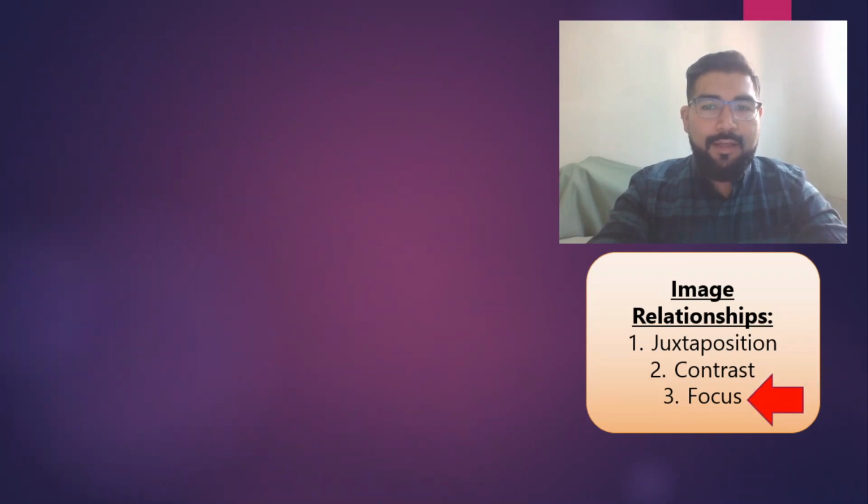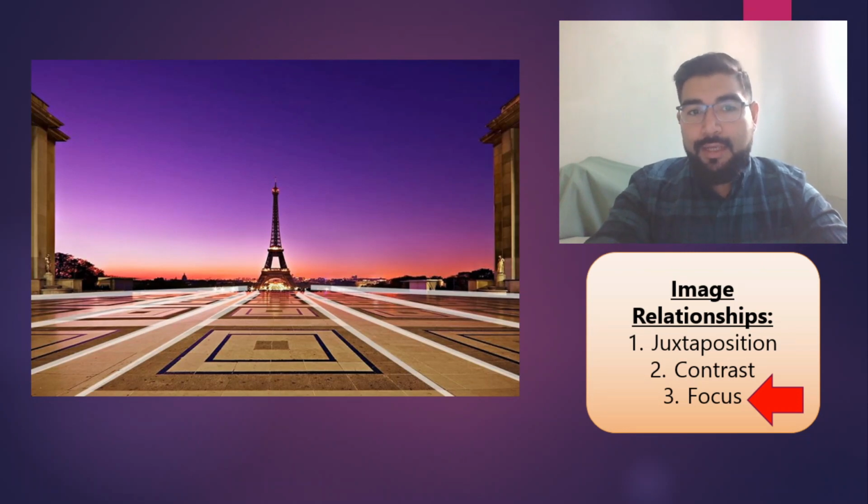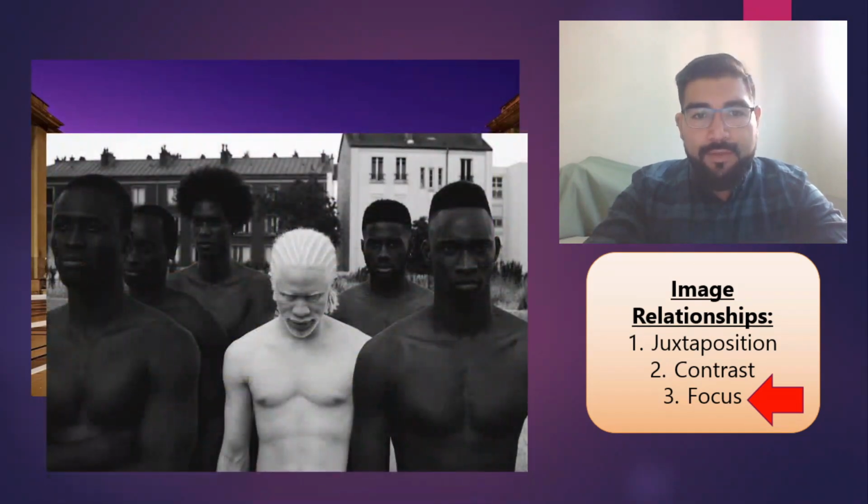Another type of relationship is focus. Now in the previous two image relationships we talked about two objects only. In this case it would be one object on its own or a group of objects. Like in this case, the Eiffel Tower, it's focused because it is in the middle. It's the only object that seems salient in this picture. While in this other picture, this is an albino man surrounded by a group of black men. He stands out because of the color of their skins.